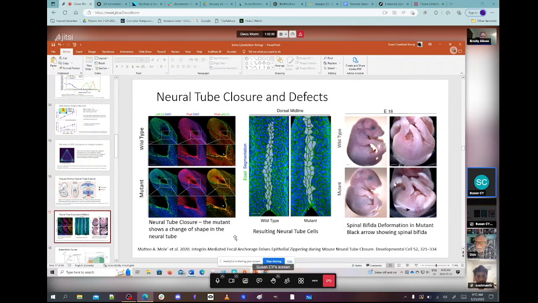So the top is mouse and the bottom is human. No, this is a mouse. I can tell you this much. All of this is a mouse. Okay, at least I know that.